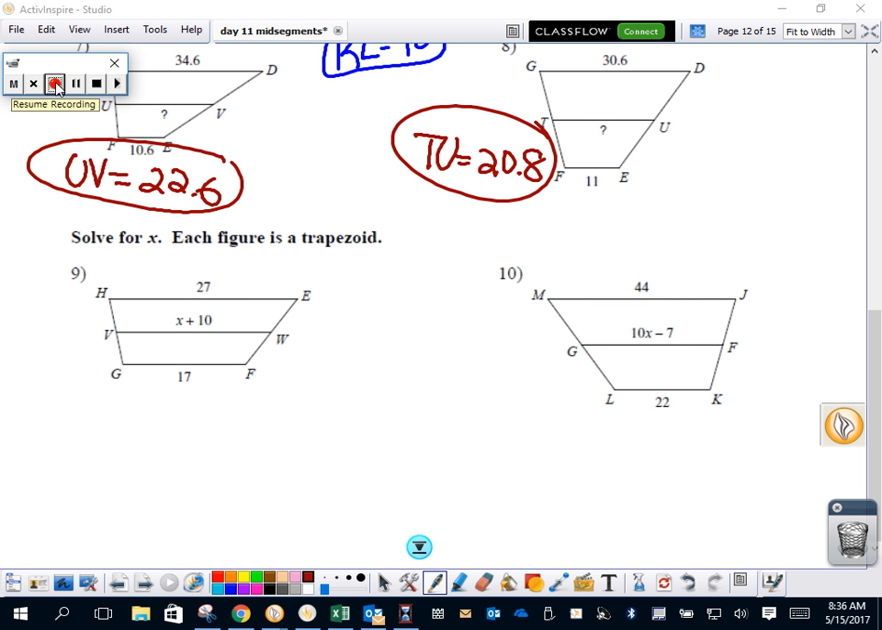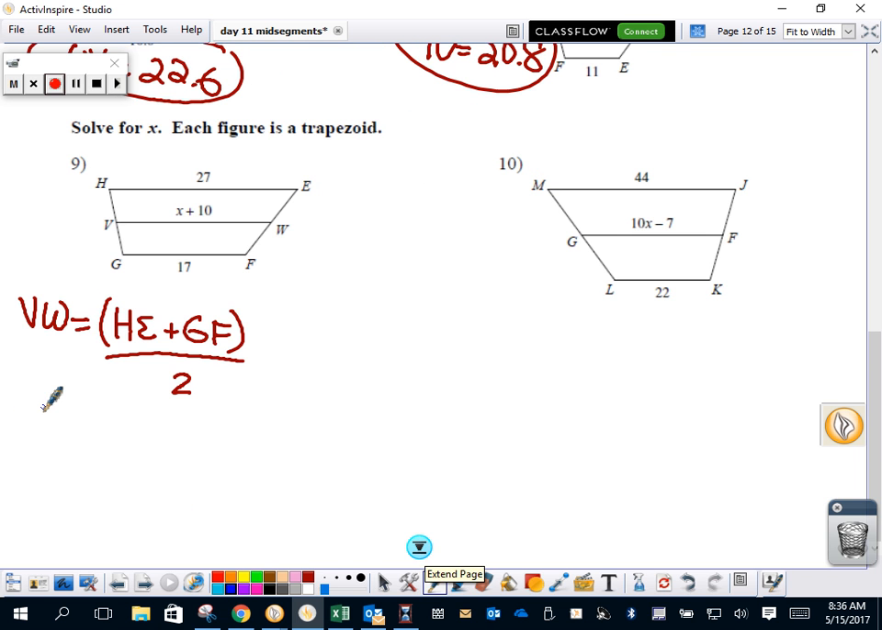What is the name of our midsegment? BW. Alright, so VW equals, what's the name of one of our bases? 27. Oh, hold on, 18. What's the other base? Yeah. So it's the two bases added together divided by 2. Okay? What is the expression that goes with VW? So x plus 10 has to equal, what's the length of HE? What's the length of BF?